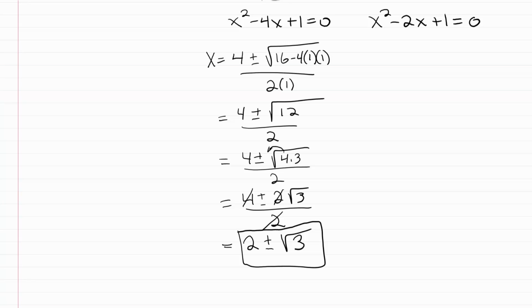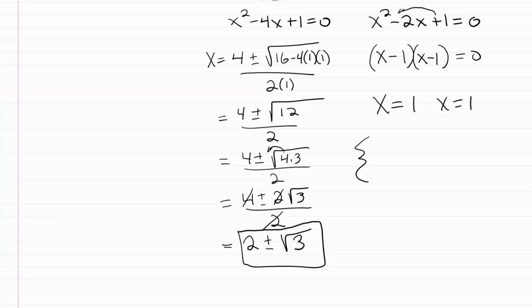And for the other one, that one actually is factorable, so we can go ahead and call it x and x. Because it's positive, it'll be two negatives, and then 1 and 1. And so we get the answer x is equal to 1, and x is equal to 1. So basically the same answer repeated twice. So in other words, our final solution for this equation is simply 2 plus or minus the square root of 3, comma 1.